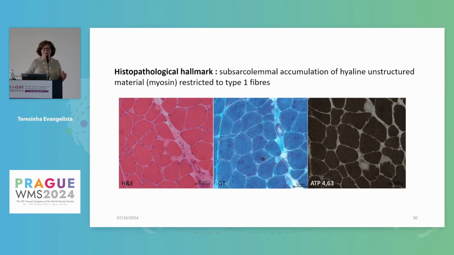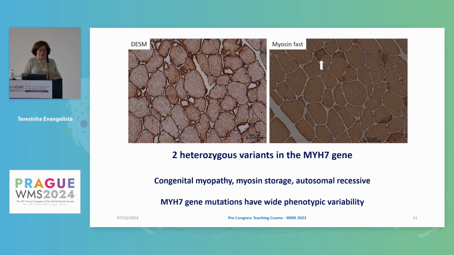What is the pathology? Okay, I don't have the time. Those inclusions don't stain with desmin, but they stain with myosin. So this confirms my hypothesis of MYH7 associated myopathy. And actually, this guy had 2 heterozygous variants in this gene. And he had congenital myopathy due to a myosin storage. And I think that if you had gone first for genetics, you would be in the retractile myopathies panel, and probably we wouldn't have the diagnostic.